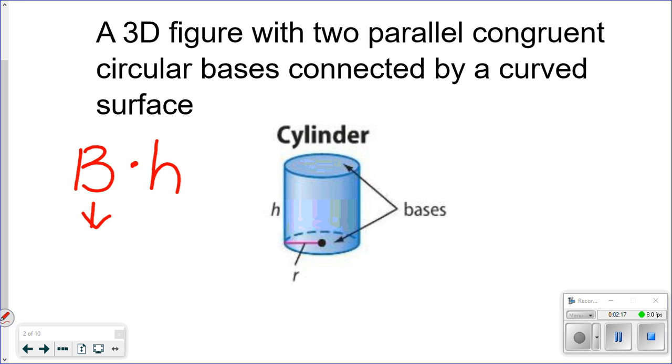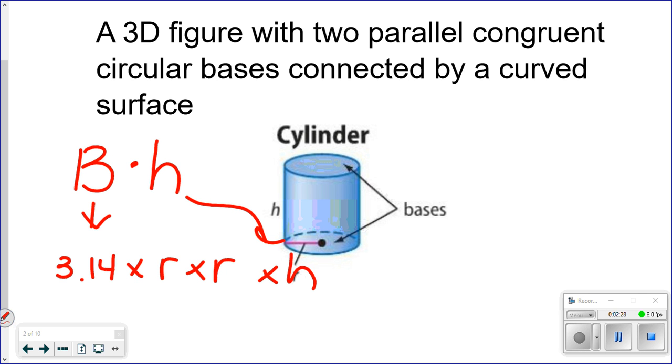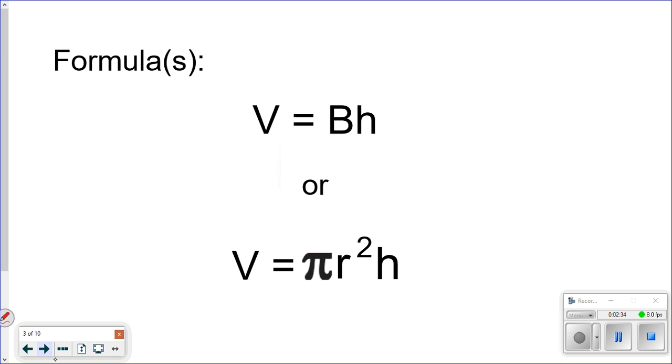Yeah? 3.14 times r, radius, times radius. And then times your height. So this is technically the B times the height. So if I go to my next slide, that's going to give you the formula. It's the same thing. They're just showing you that this is the B part.